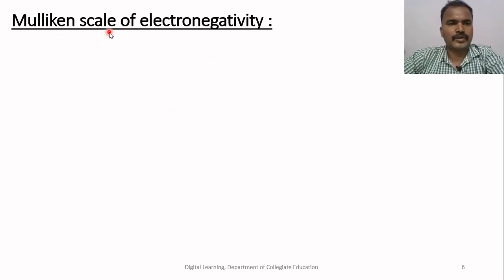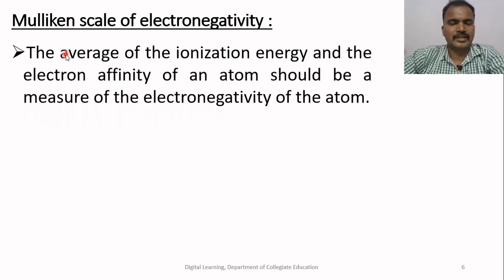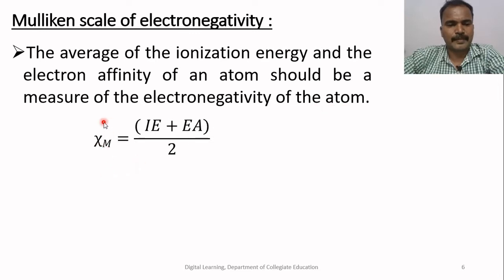The next important scale used to calculate electronegativity is the Mulliken scale of electronegativity. It takes the relation between the electronegativity, ionization energy and electron affinity of an atom. The average of the ionization energy and the electron affinity of an atom should be a measure of the electronegativity of the atom, which can be mathematically represented like this. So the electronegativity according to the Mulliken scale will be equal to ionization energy plus electron affinity divided by 2.